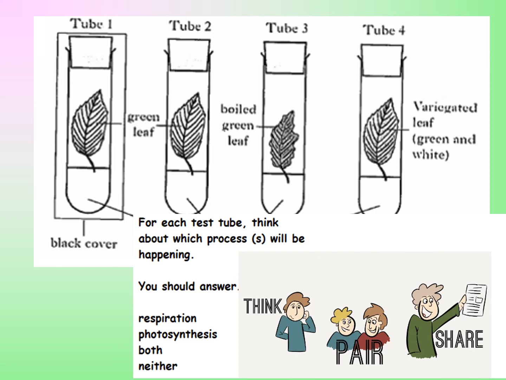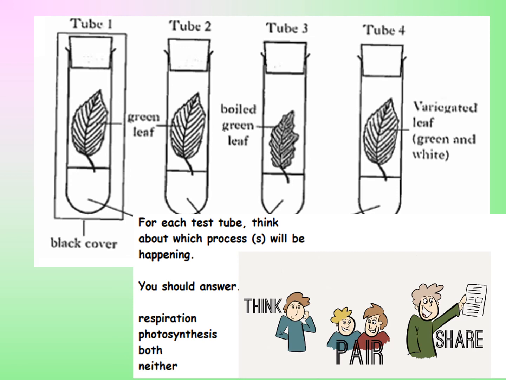Let's look at tube 3. We've got a boiled green leaf. Boiled. What does boiling mean? What have we done to the leaf? If you boil a kettle, what have you done to the water in it? You've heated it to very high temperatures. What do we know about photosynthesis and respiration? What are they controlled by? Enzymes. What do we know about enzymes? Do they like to be boiled? So what process will be happening in tube 3? Neither.